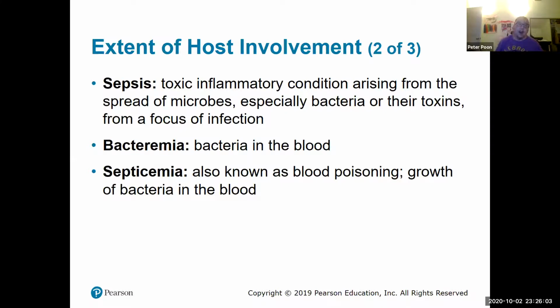All right. Sepsis is an inflammatory condition arising from the spread of microbes, especially bacteria and their toxins, from a focused infection. So you get a widespread inflammatory condition. Okay, that's sepsis.